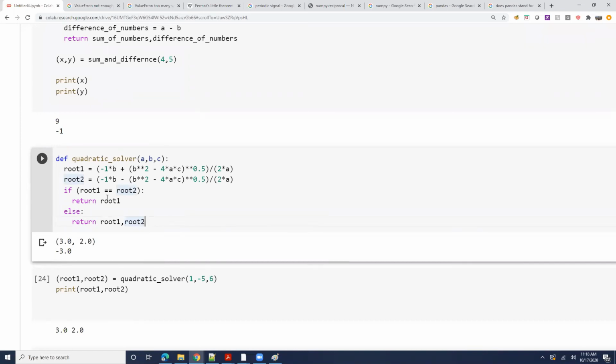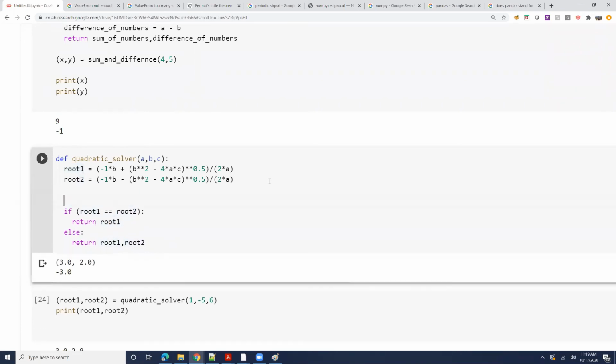So for this quadratic solver, does it matter whether you put 3, 2 or 2, 3 as the roots? If you have a quadratic equation, knowing that 2 and 3 both are the answers to that equation, does it matter if you say 2, 3 or 3, 2? No, it doesn't. So order is not that important. So a set is sufficient. So a set is actually pretty good here, right?